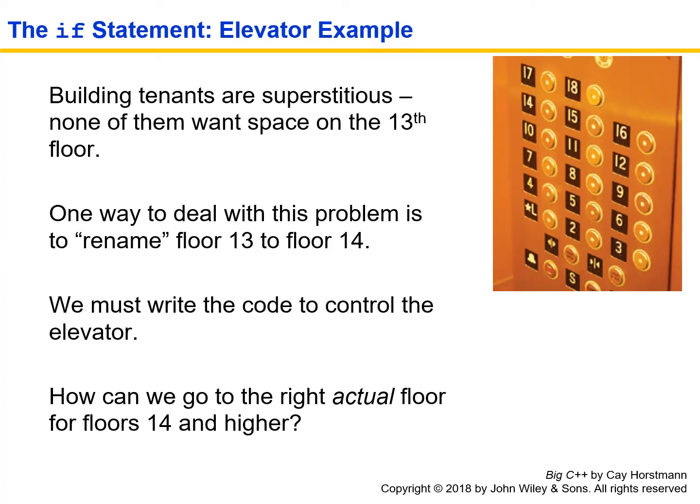Now your book has this kind of silly example of an elevator with a 13th floor problem. The building tenants are superstitious. Nobody wants to live on or have office space on the 13th floor. So one way to deal with this problem is to simply rename floor 13 to floor 14. We just skip 13 in our numbering system. But the elevator still needs to know that when you push the button for 14, you're actually going to the 13th floor.